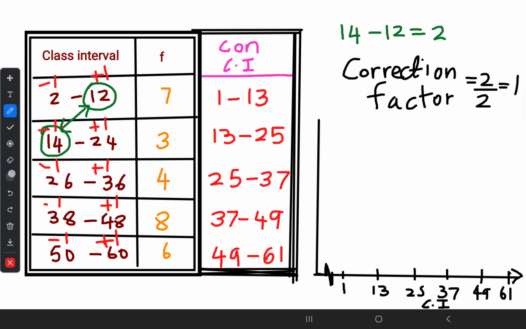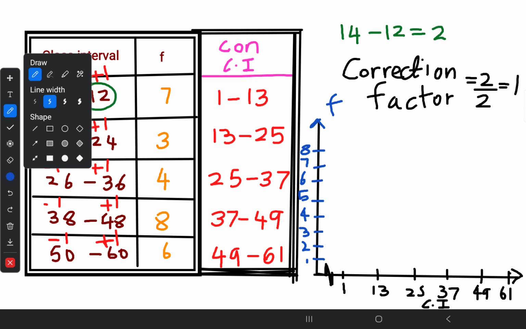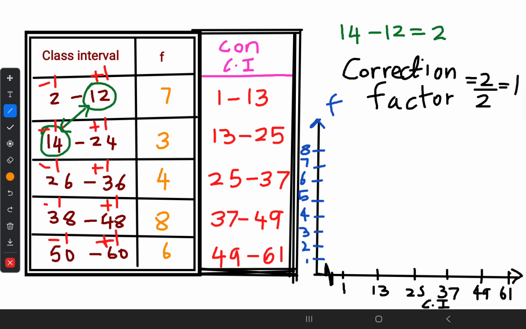And in the vertical axis, it would be frequency. 1, 2, 3, 4, 5, 6, 7, 8. Yeah, that's enough. 1 to 8 is enough. And let's mark our axis.